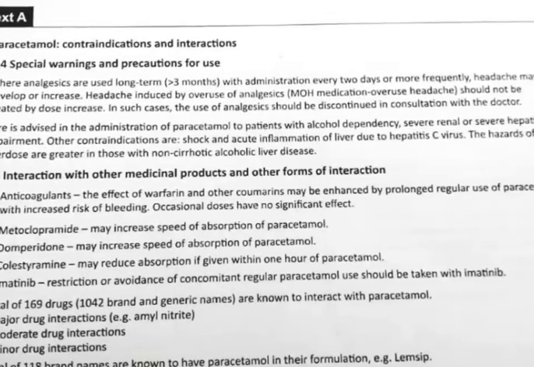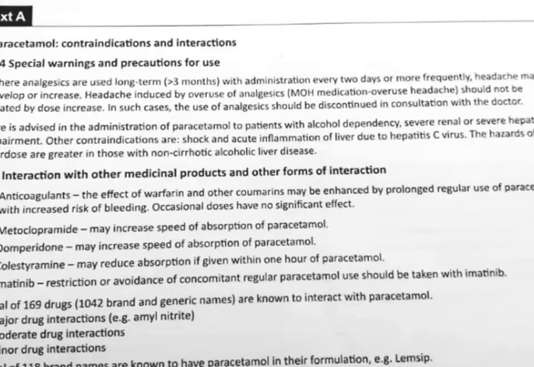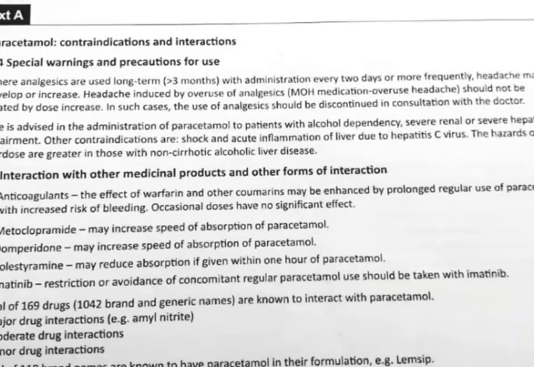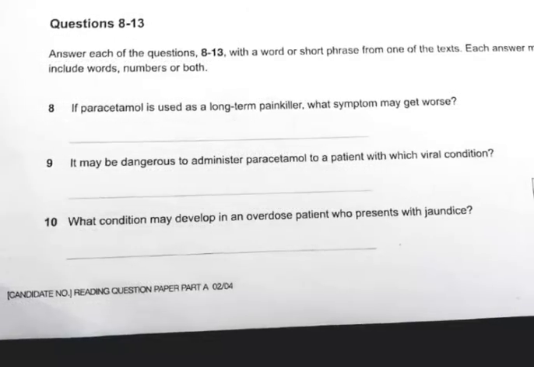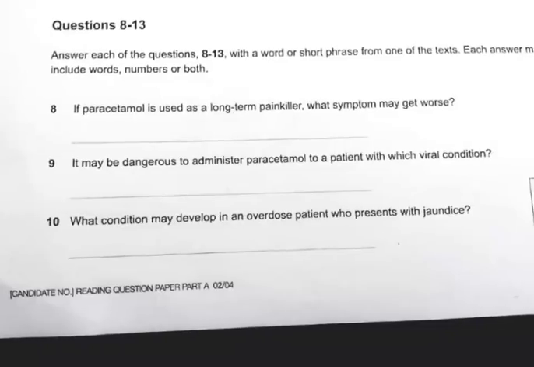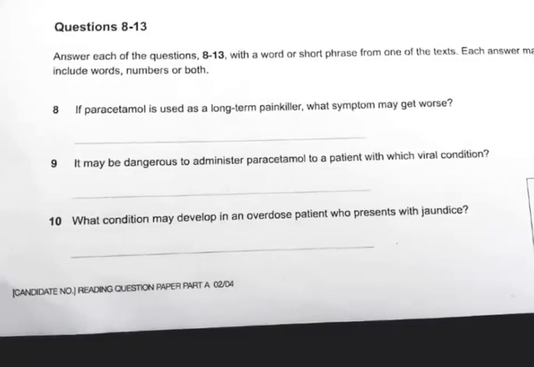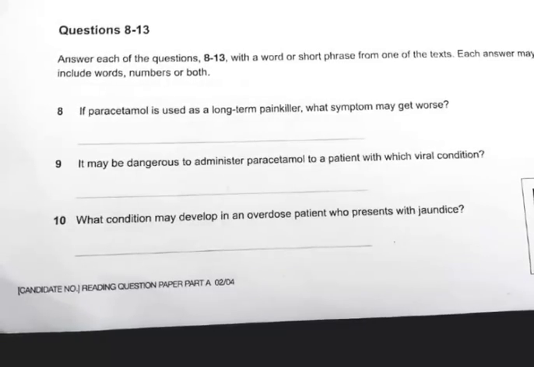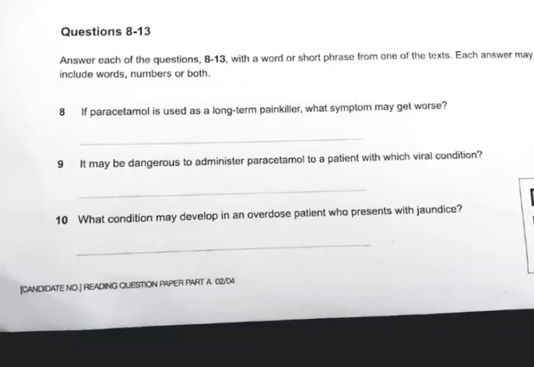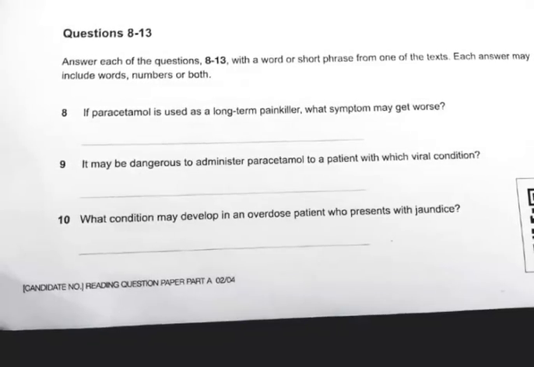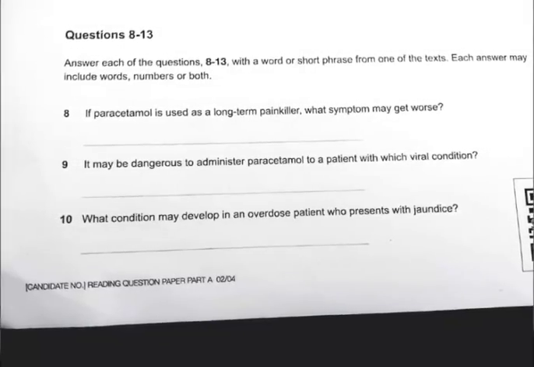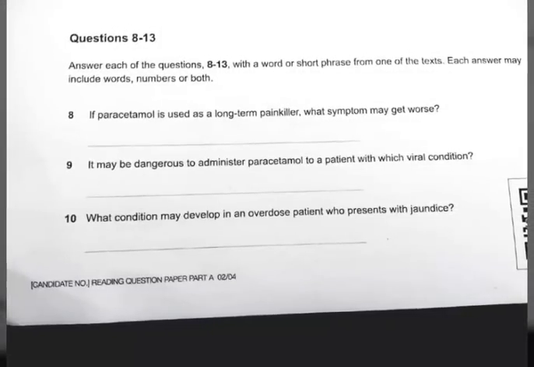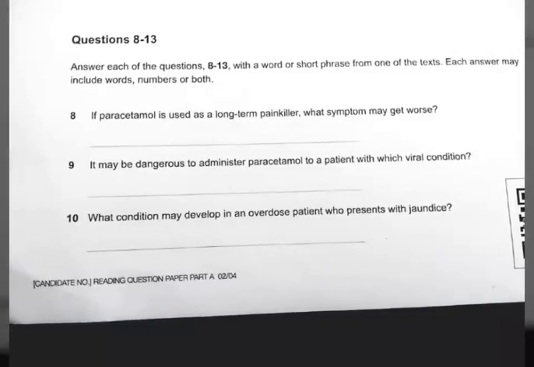Then the second question, the ninth one. It may be dangerous to administer paracetamol to a patient with which viral condition? Keywords are dangerous and which viral condition. Okay, viral as well as dangerous. So dangerous and viral. Then what is the key idea? It is about interaction, right? So interaction is again in the text A. Move on to the text A.